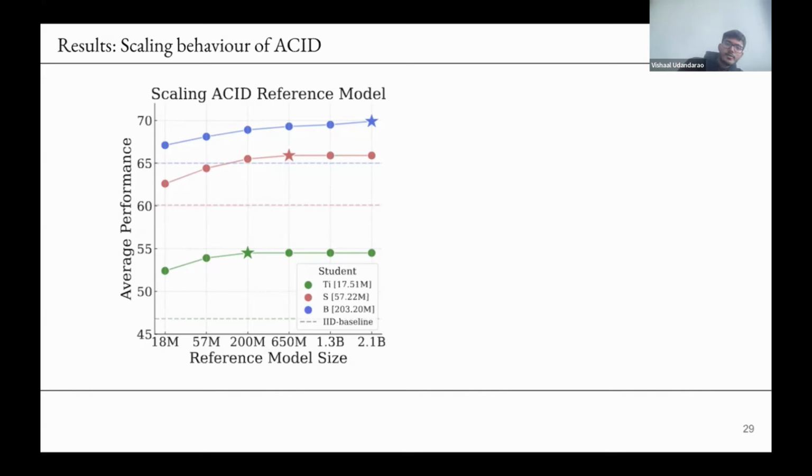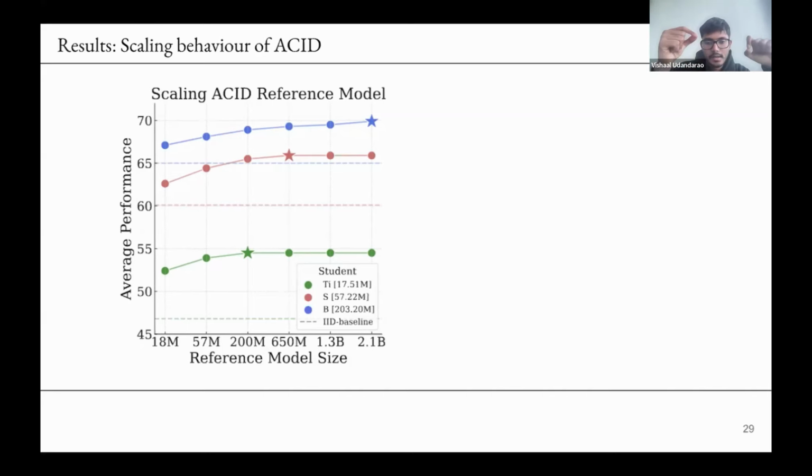So here, what we are trying to do is essentially look at the scaling behavior, right? So as you increase your teacher model size or the reference model size for a fixed student, are you improving performance or not, was the question we were answering here. And so here, if I try and deconstruct the plot, the dotted lines are the IID baselines for each of the different models, right?